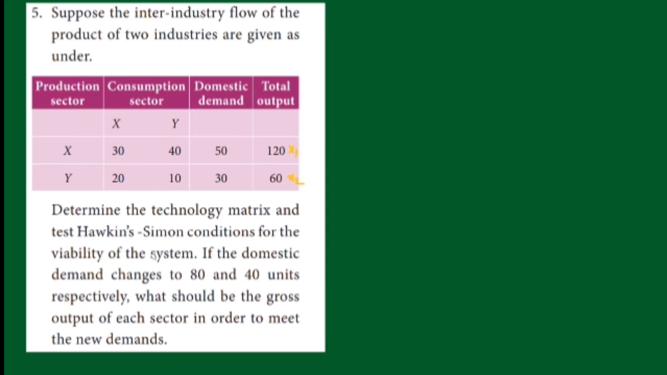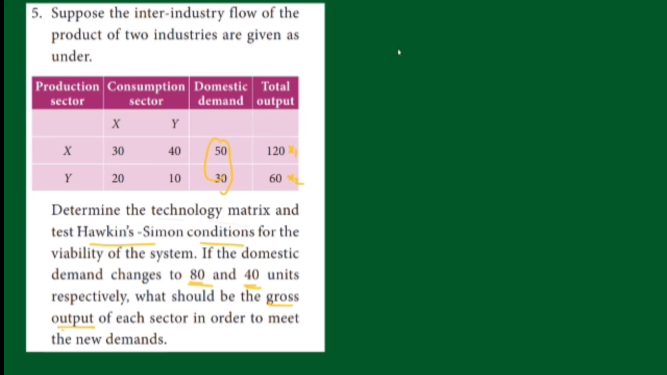And let us now write the technology matrix first. See, what is the question? Determine the technology matrix, and test the Hawkins-Simon condition. All these you have to do. Then, if the domestic demand changes, instead of 50 and 30 it has become 80 and 40, what is the gross output?